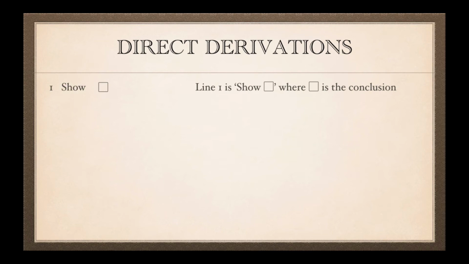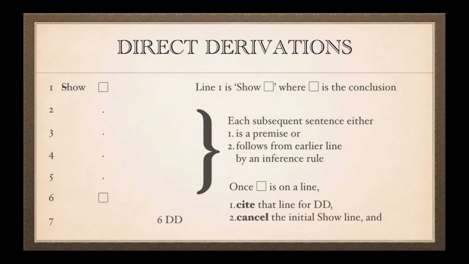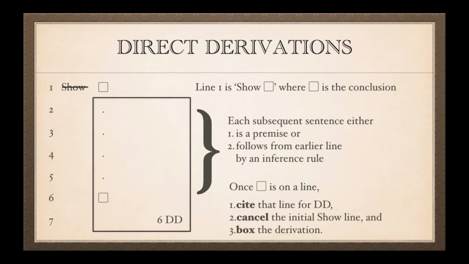So in general, a direct derivation will look like this. The first line will be show box, where box is the conclusion of the argument, whatever the argument may be. And then we'll have more lines, which will be either premises of the argument, or later lines in this sequence will have applied an inference rule to earlier lines. And right now we have only one rule, modus ponens, and eventually we'll get to box, and at that point we'll say, oh good, we're done, and we will apply DD. We'll cite the line for DD, and then we'll box and cancel. And that's what our derivations will all look like for now.